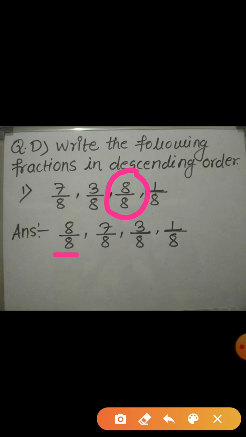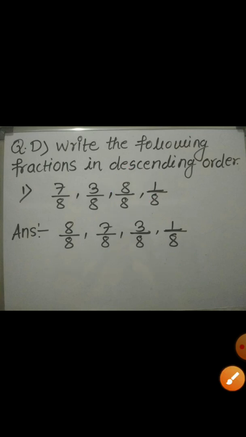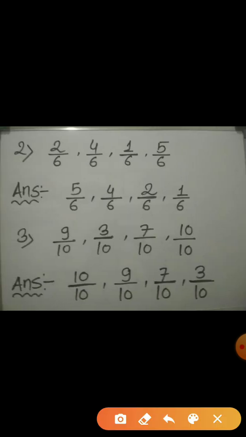Hence, here you can see first of all I have written the fraction 8 by 8. After that I have written 7 by 8, then 3 by 8 and then lastly 1 by 8. So this is the descending order of the given fractions. Similarly, you can arrange these fractions in descending order as well.